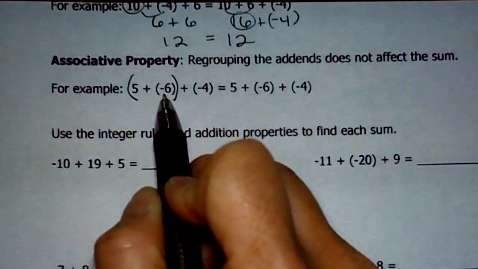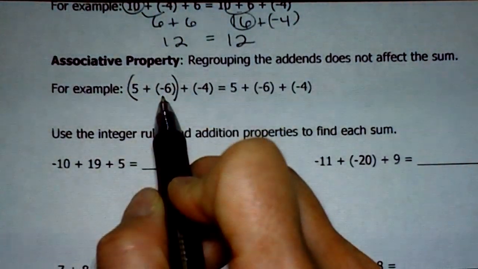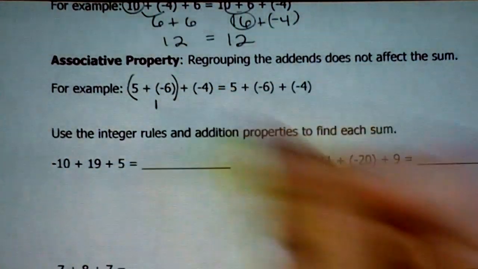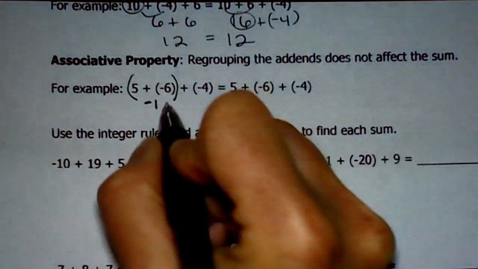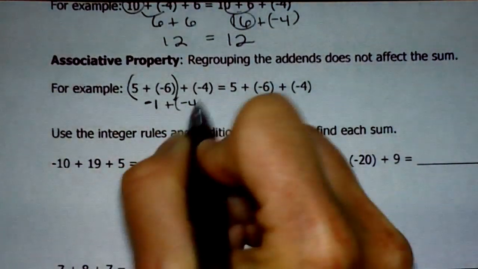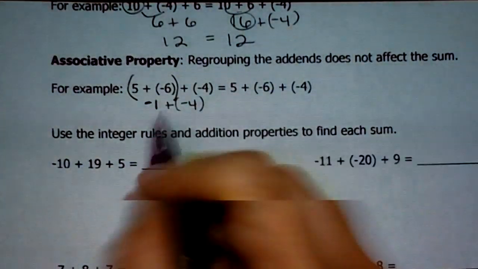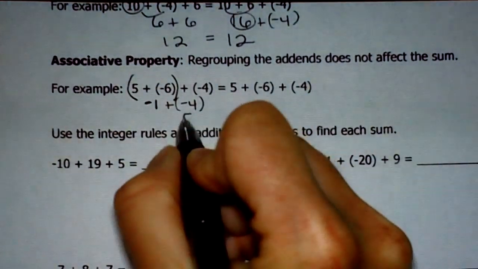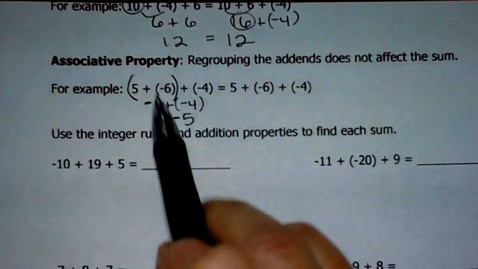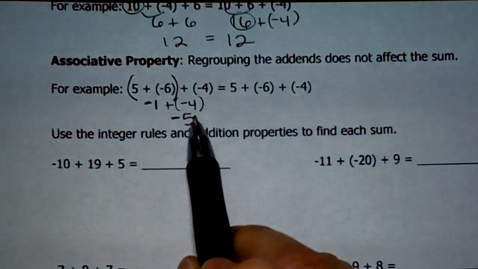So 5 plus negative 6, when you add and you have one of each, subtract the digits, take the sign of the greater digit, and I still have this negative 4 here, right? So negative 1 plus a negative 4, you have two of the same sign, add the digits, keep the sign. So the result of all of this is negative 5.